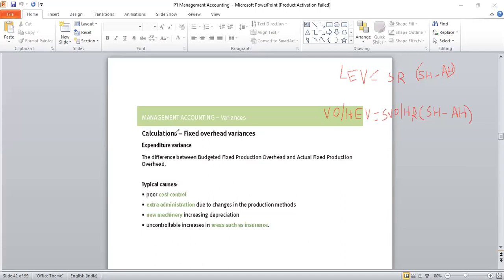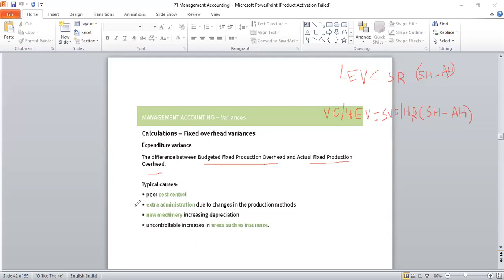The first one says the expenditure variance is the difference between budgeted fixed production overhead and the actual fixed production overhead. There is no rate per unit because it doesn't vary proportionately. So the first one under fixed overhead variance, expenditure variance, is budgeted fixed production overhead minus actual fixed production overhead. What could be the reason for a variation? It could be maybe they were not effective to control the cost, so poor cost control, or extra administration due to changes in production methods.